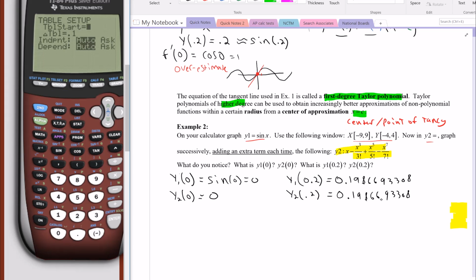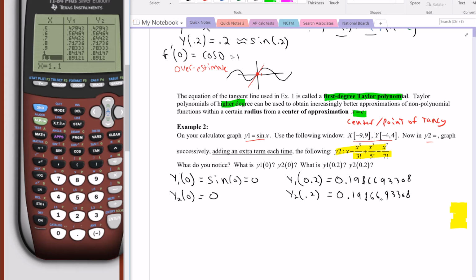The first thing we need to do is change our table. We're going to start at 0, and our change in the table is going to be 0.1. So if you're going to do this with me, change this to 0.1, and then we're going to go to our table and look at some values. Remember, y1 was our sine, and y2 is our polynomial approximation. You look at those values and see that even up to 0.6, as far as accuracy of the calculator goes, both y values are identical. Even up to 0.8, 0.9, 1.